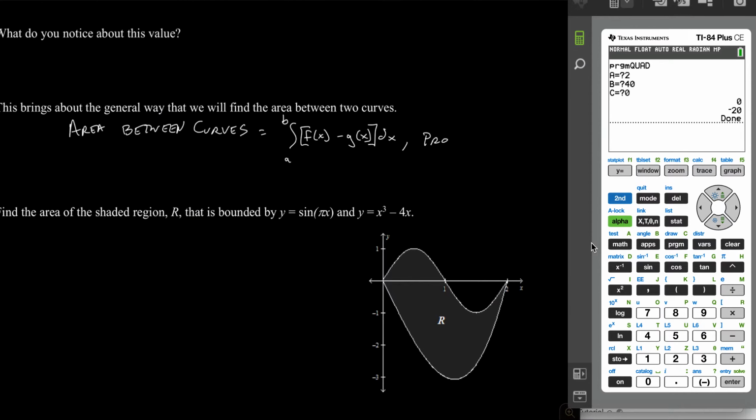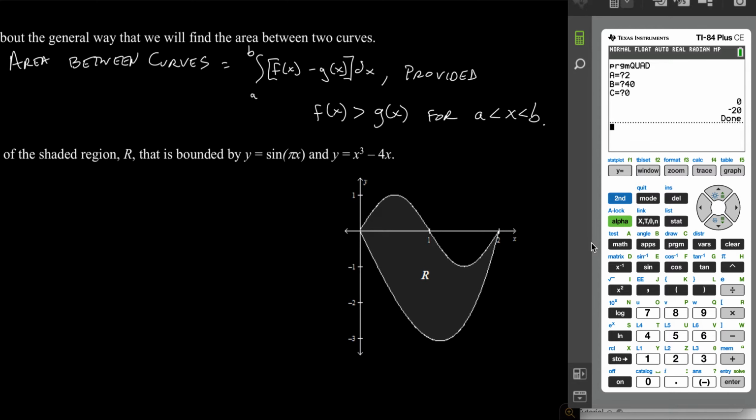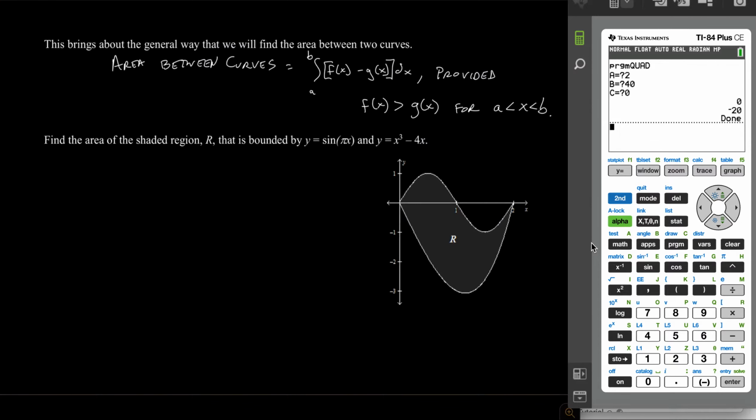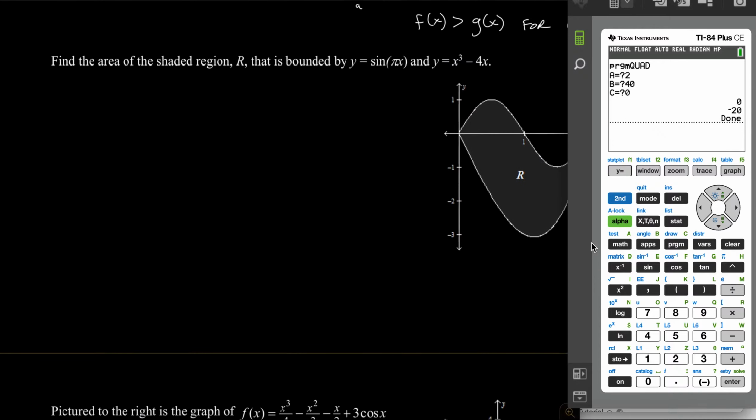Provided that f of x is bigger than g of x over the entire interval. So that's just saying we always do the upper function minus the lower function, so our area comes out to be positive. All right, so let's do an example here.